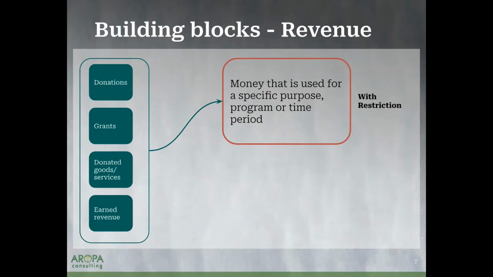Conversely, donors can say, it can be for anything you need. I just want to make sure it's used this year because I know this year's been really hard for post-COVID restarting, so I want the money to be used in 2022. That's when you say it's maybe not a particular program or purpose, but a particular time period.